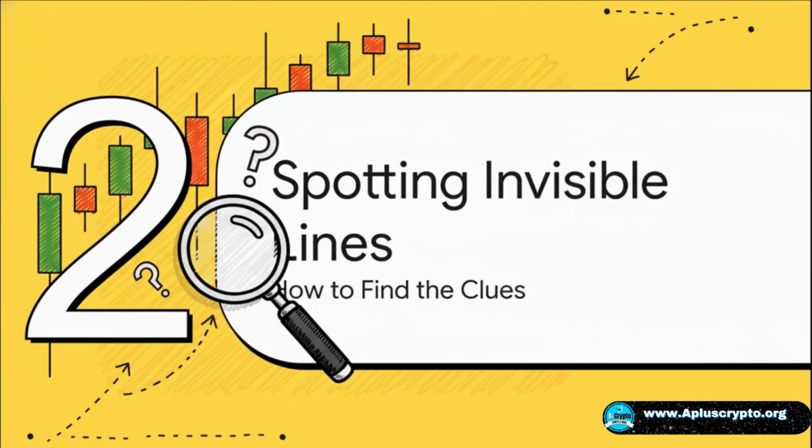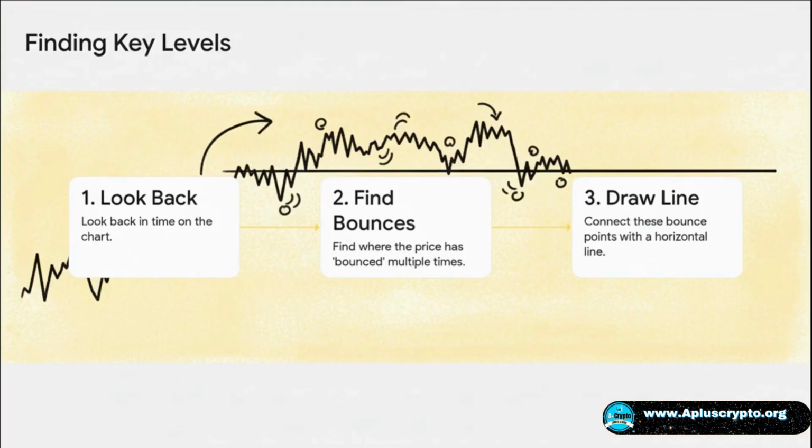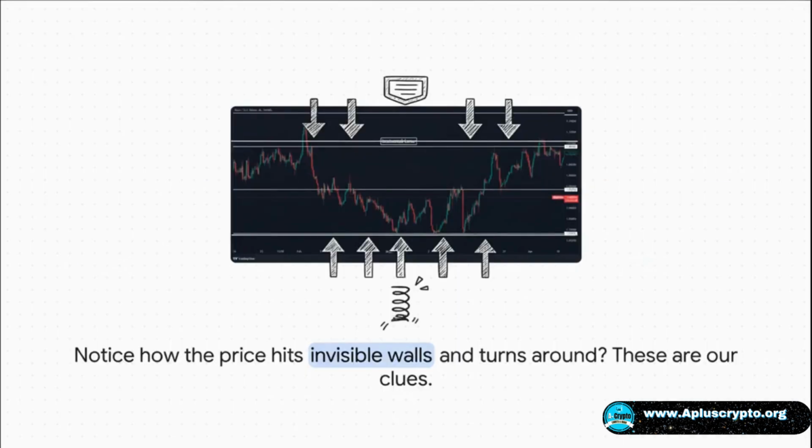Okay, that all makes sense in theory, but how do we actually find these invisible lines on a real, live chart? How do we spot these clues for ourselves? Well, it's actually way easier than you might think. It's really just a simple 3-step process. First, you just look back, look at the chart's history. Second, you hunt for the spots where the price clearly turned around, like it hit a wall and bounced off. And here's a tip. The more bounces from the same area, the stronger it is. Finally, you just connect those points with a line. That's it. Now, check this out. You can see it in action right here.